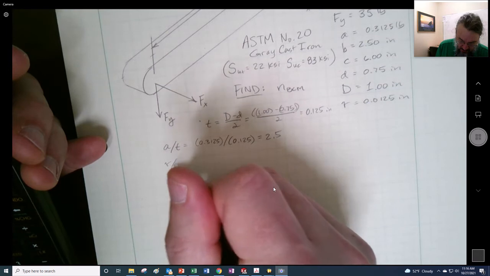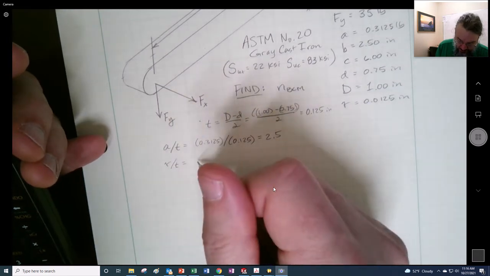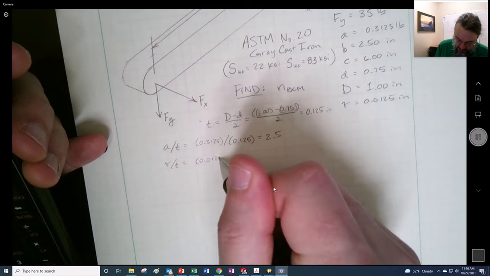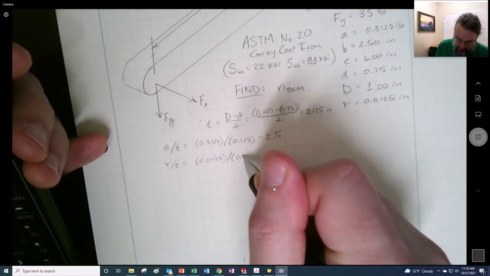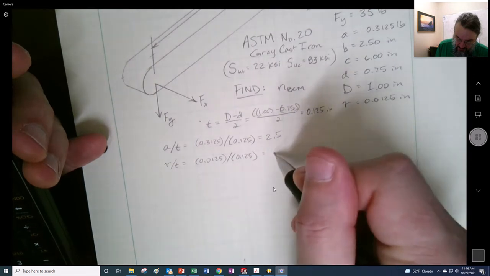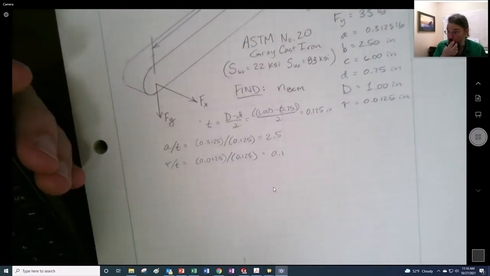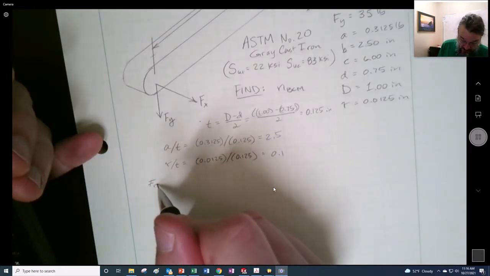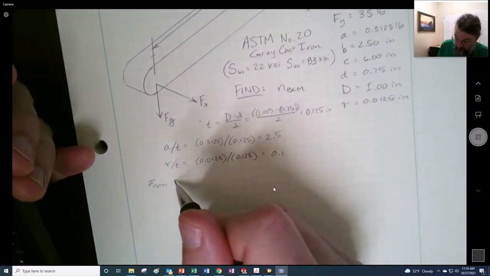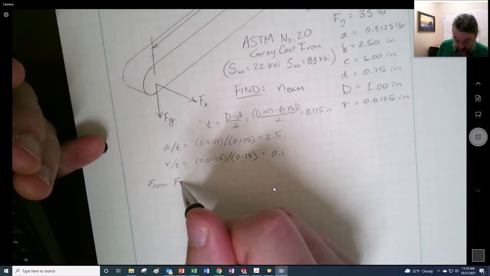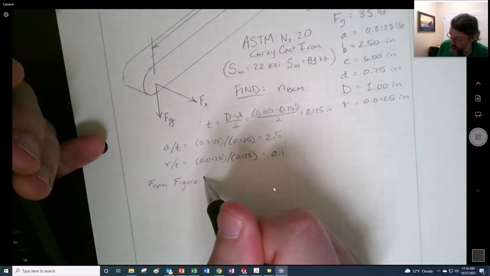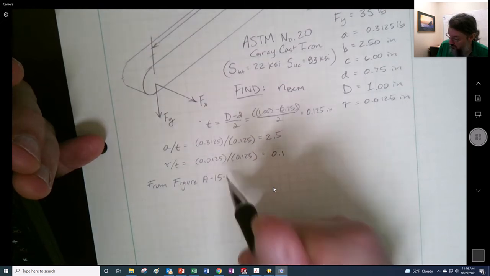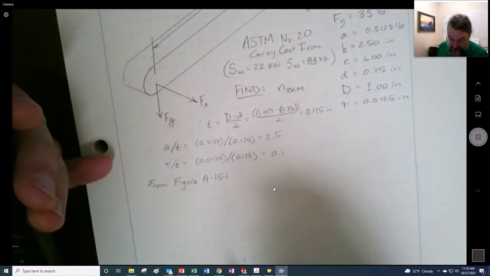And then R over T. R is 0.0125 divided by 0.125, and you get 0.1. Once again, I did that on purpose. All right, so I'll write this down from figure A-15-16.